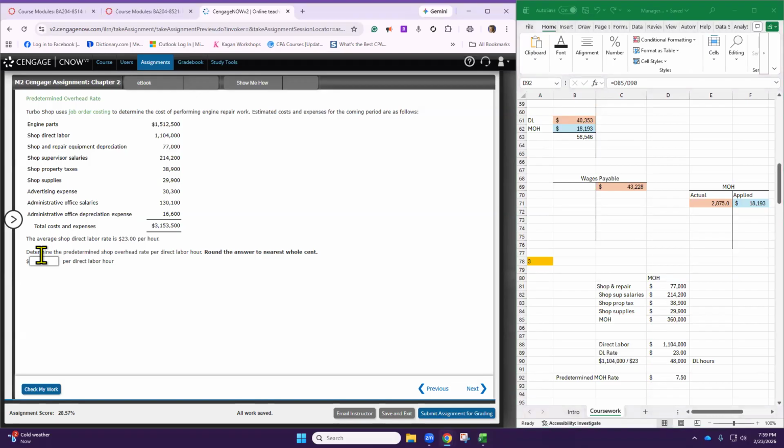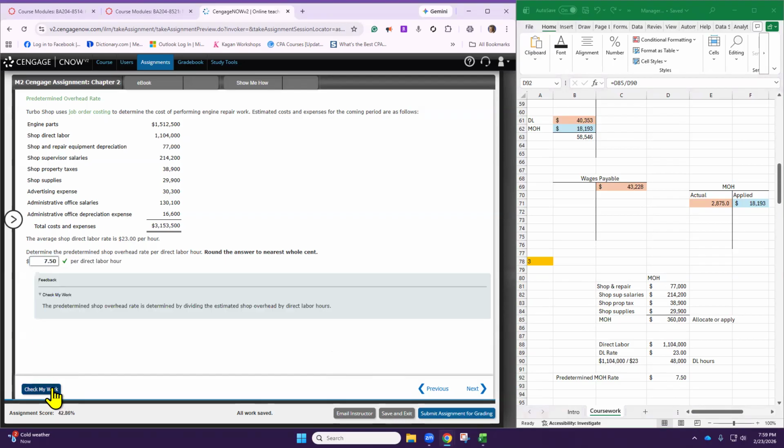per direct labor hour. So be careful. You might see if that makes sense. Once again, we're spreading this out. We're going to allocate, or apply, $7.50 for every direct labor hour. So there is your shop overhead rate, $7.50 per direct labor hour. So every hour that we work, we're going to apply that much overhead.